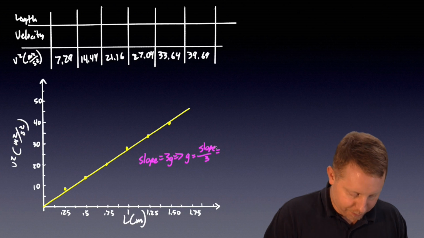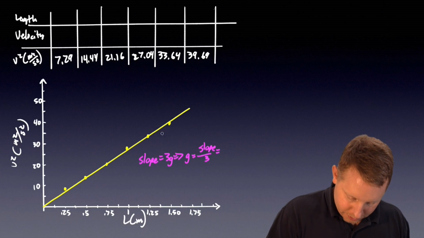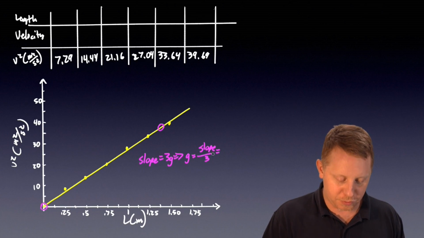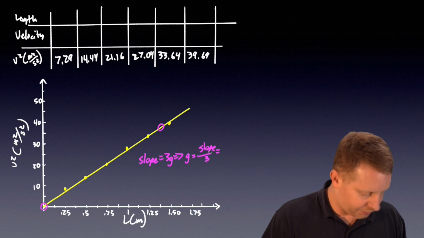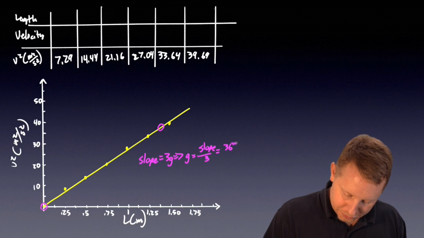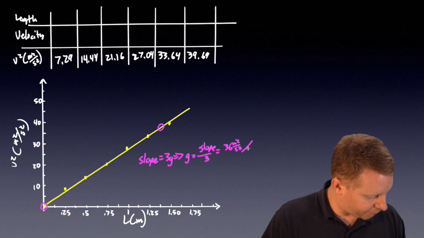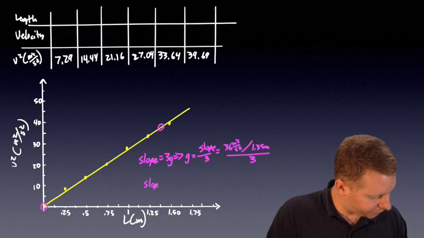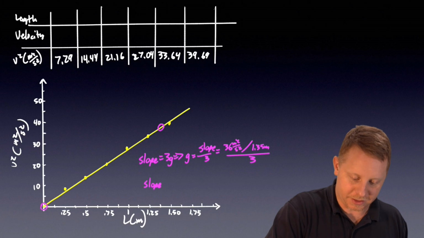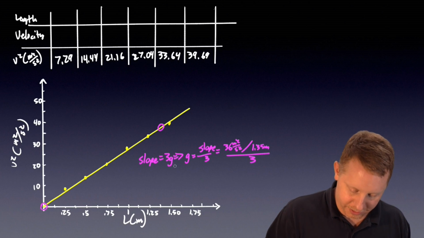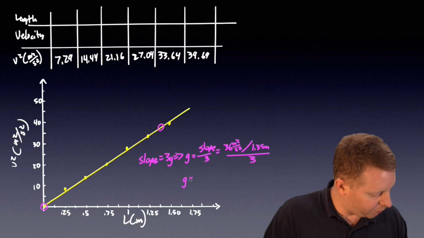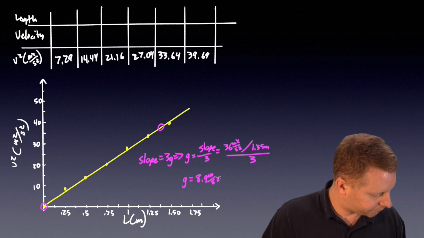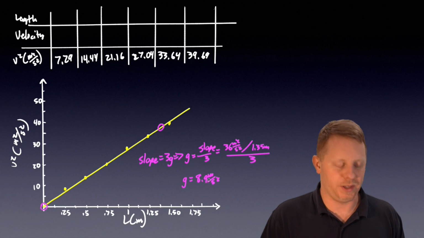Our slope then, as I go and pick a couple points, I think I picked a point right up over here, and I picked another one, looked like mine went through 0, 0. So I picked those 2 points for my slope. That ended up being 36 meters squared per second squared divided by 1.35 meters, all over 3. And I came up with the slope. Oops, pardon me, that's not the slope. If it's all divided by 3, what I'm giving you then is g. They said that g was about 8.9 meters per second squared. A little bit less than what we'd expect.